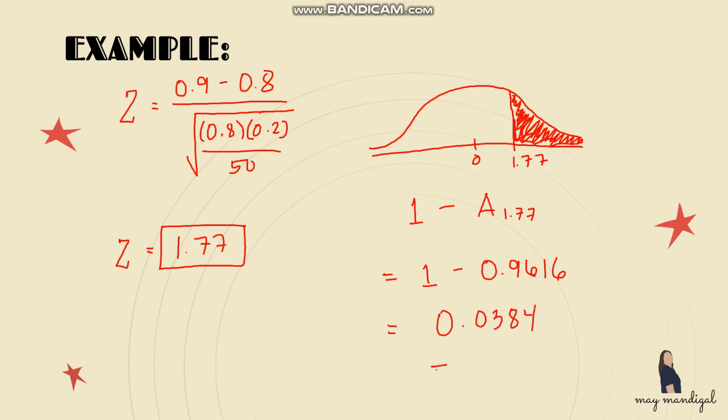And if we convert this into percentage, that's 3.84%. So this is now the probability of us getting a sample proportion that is 90% or above, given that the sample size that we have is 50.